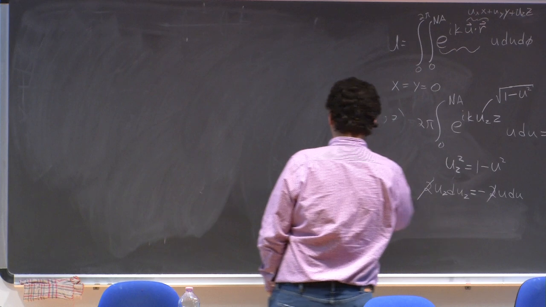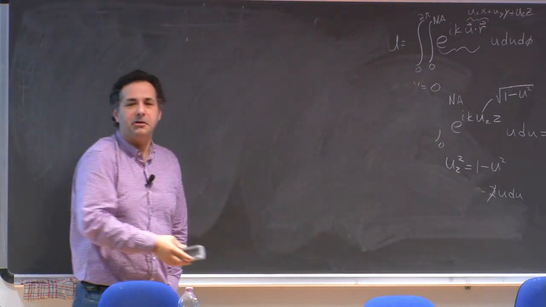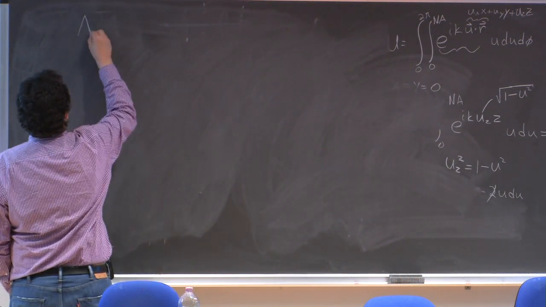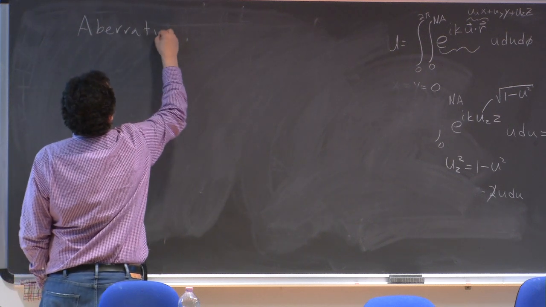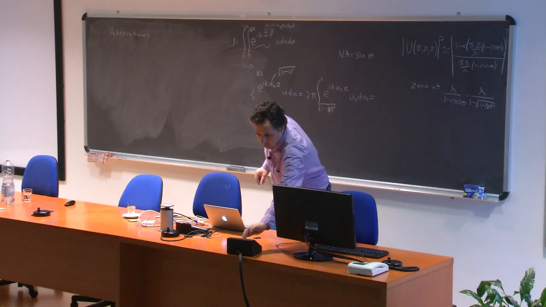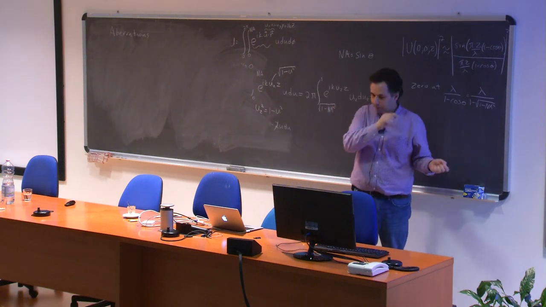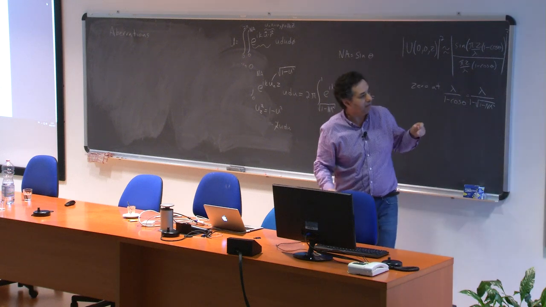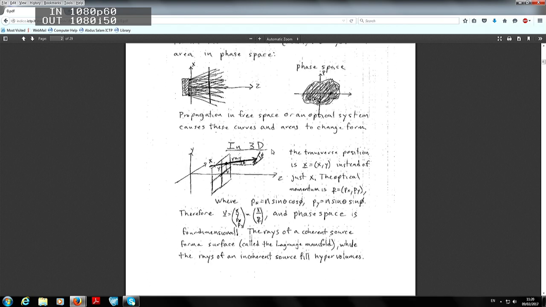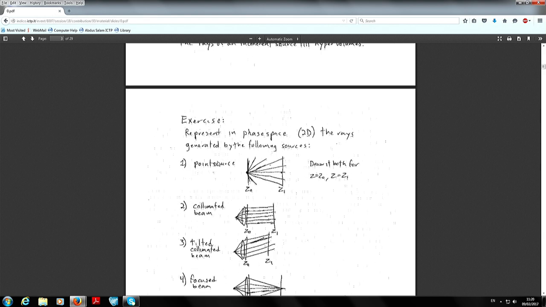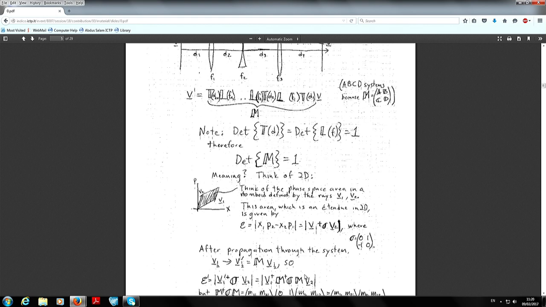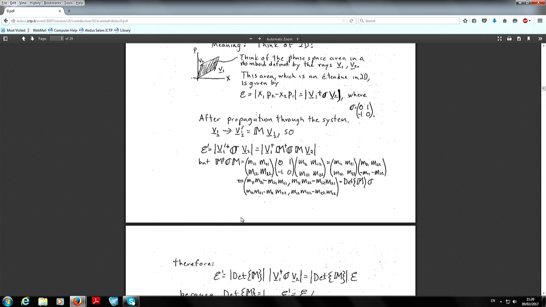So what we've talked about so far is in the ideal world where everything works beautifully. So what I'm going to discuss now is this concept of aberrations. Online, I posted some notes that I prepared for another course where I had more time to do this, but I figured that these notes could be of interest to you. I give some explanation of ray optics in general, this concept of phase space, geometrical optics in the paraxial limit, how to trace rays, the matrices, etc. So I'm going to skip all that now.